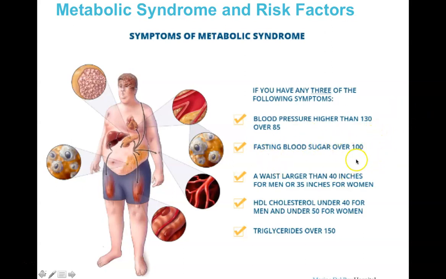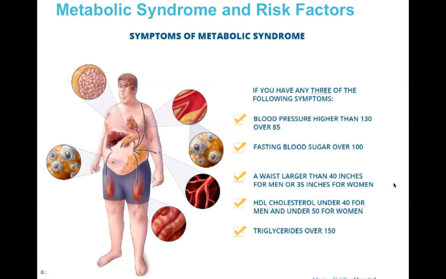Fasting blood sugar over 100, so that would classify you as pre-diabetic, and we'll talk about that in the next lesson. A waist circumference larger than 40 inches for men or 35 inches for women. Holding more weight around our midsection increases our risk for developing chronic disease, because that type of fat, known as visceral fat, can put extra pressure on the central organs there and divert blood flow away from them.